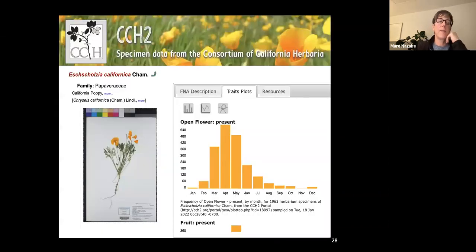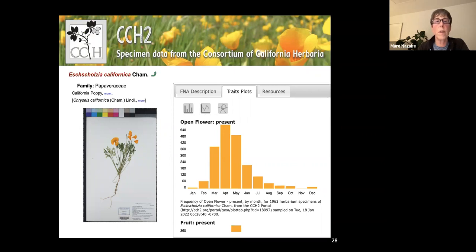Phenological research in California has been accelerated by this TCN and their digitization efforts. The scored phenological status of probably over 1.4 million specimens to date. And CCH2 now has these trait plots for looking at phenological status of species based on the specimen data.